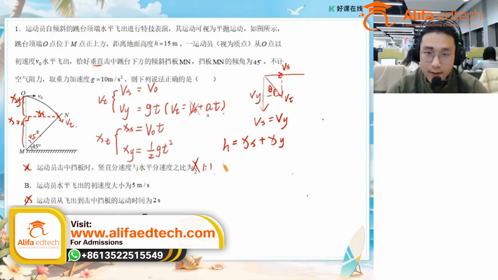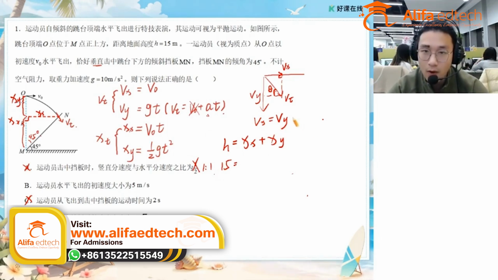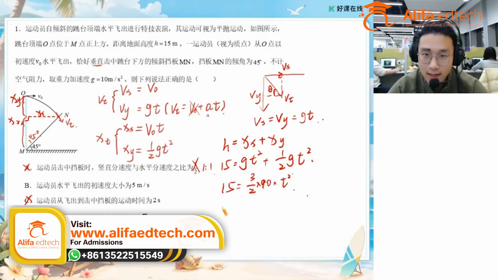Plugging it in, h is 15. For the horizontal displacement, we don't know v0, but we just found that v0 is equal to our vertical velocity, which is gt. So that's gt times t, g times t squared, plus our vertical displacement, 1/2 gt squared. So 15 equals 3/2 times g, which is 10, times t squared. That means 10t squared equals 15 divided by 3/2, which is times 2/3. So 10t squared equals 10, t squared equals 1, and t must be 1, because t must be greater than 0.